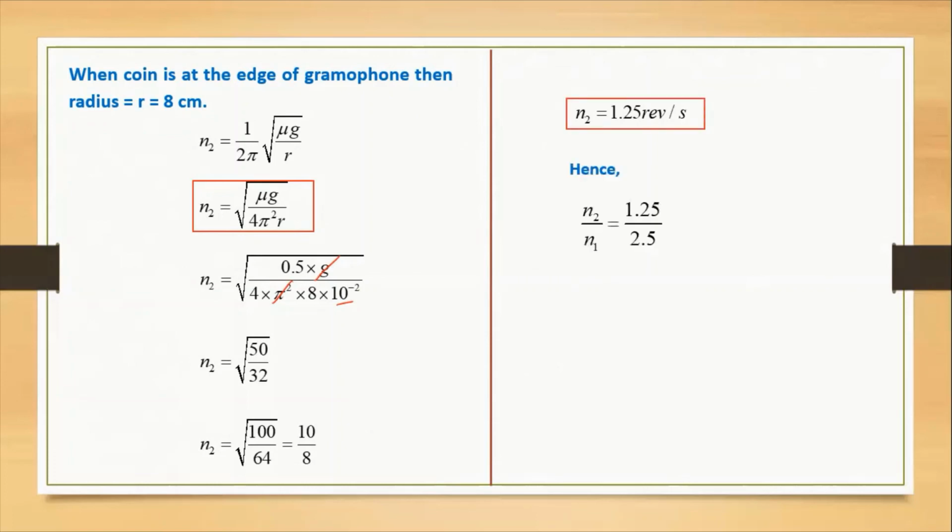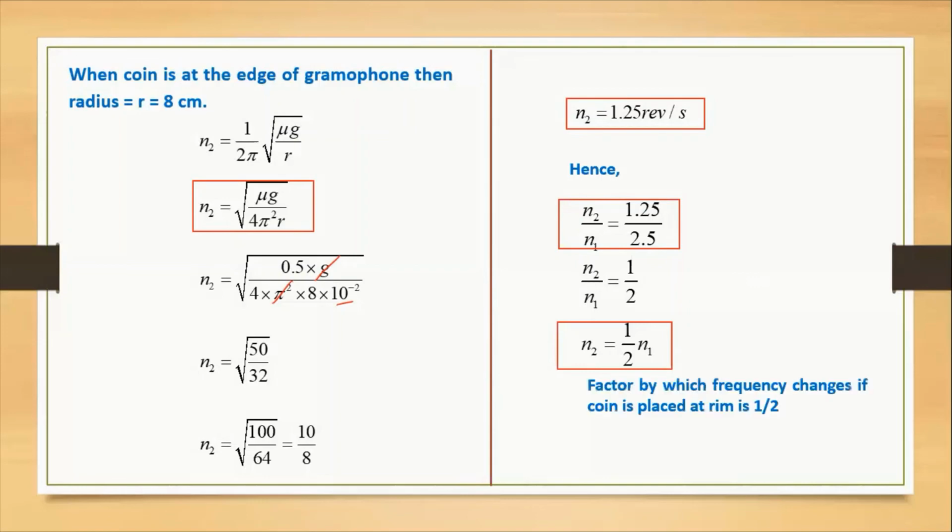Okay. So this is the second frequency, but we have to find out by what factor the answer changes. Okay. So n2 we have to find out in terms of n1. So n2 by n1. So n2 is 1.25, n1 is 2.5. So it is equivalent to 1 by 2. So we can write here n2 is equal to 1 by 2 n1 and this is the answer. Okay. By what factor the answer changes? That we have to find out, and that factor is 1 by 2.